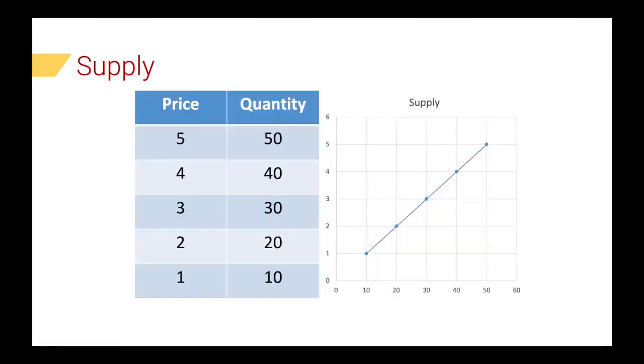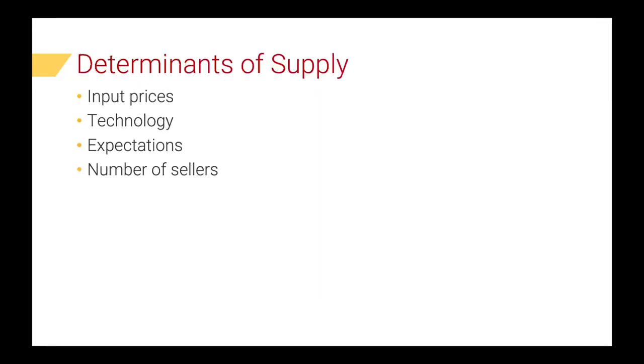Now we saw that the demand curve was downward sloping, but the supply curve is upward sloping. In this example, when the price is $1, suppliers or sellers are only willing to sell 10. On the other hand, when the price goes up to $5, sellers are willing to sell more. The determinants of supply are input prices, technology, expectations, and the number of sellers.